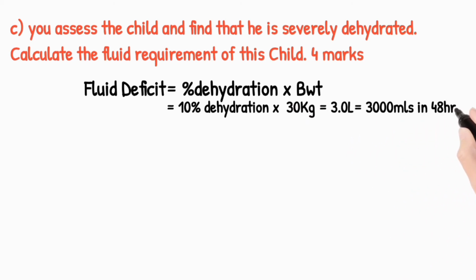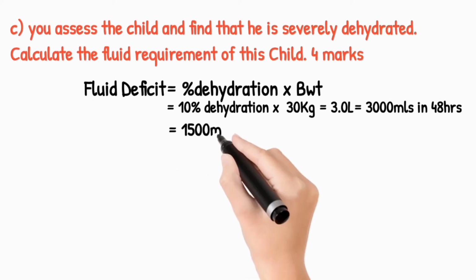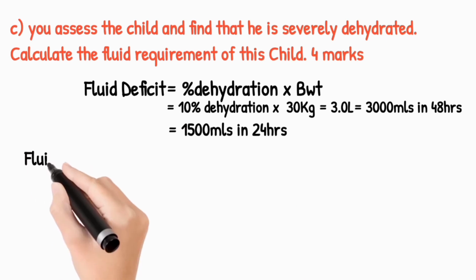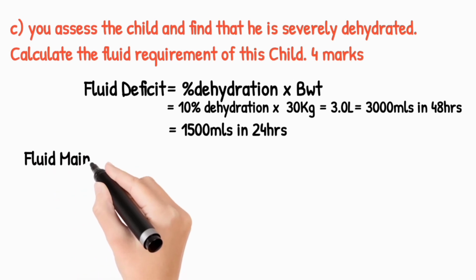10% times 30 is going to give us 3.0 liters, which is equivalent to 3000 mL in 48 hours. Then, since we are going to first start giving in 24 hours, we are going to give half of that, which is 1500 mL in 24 hours.